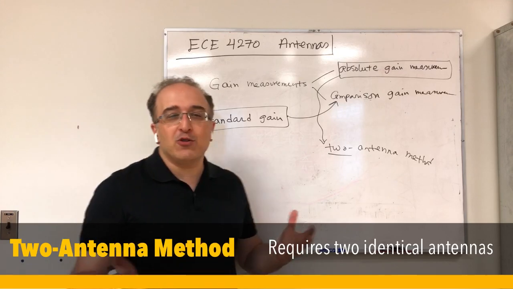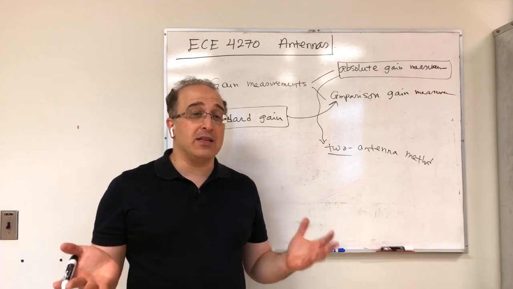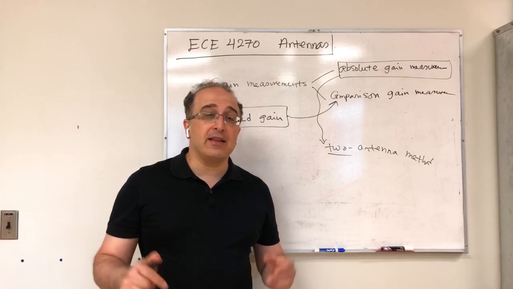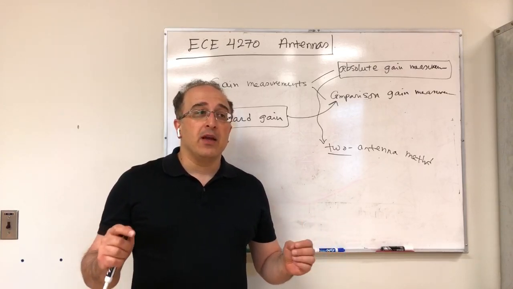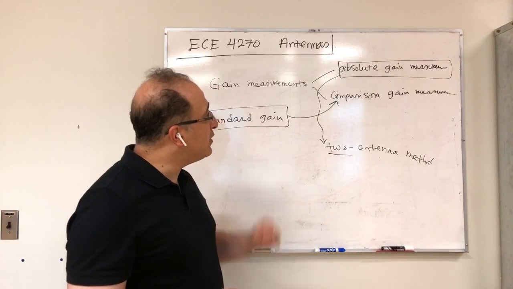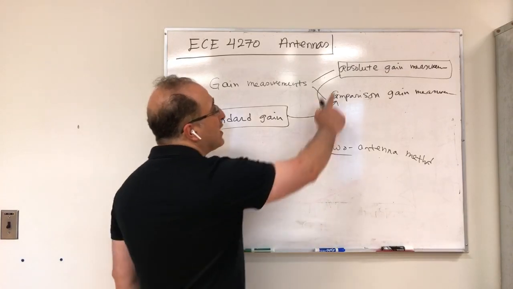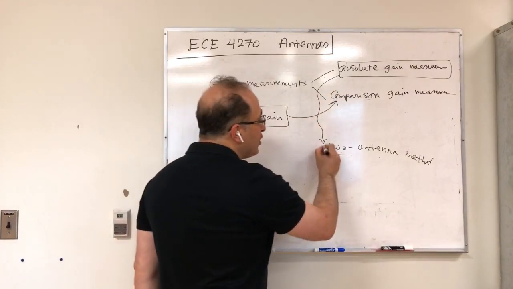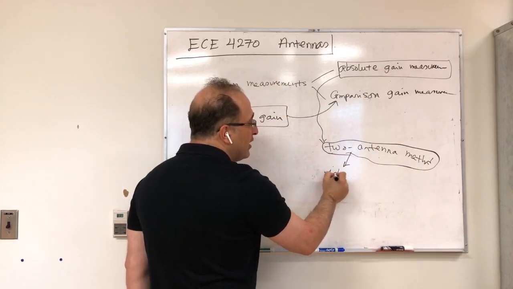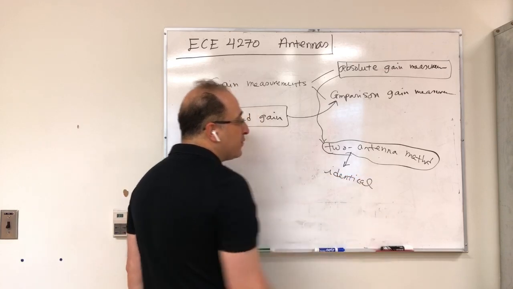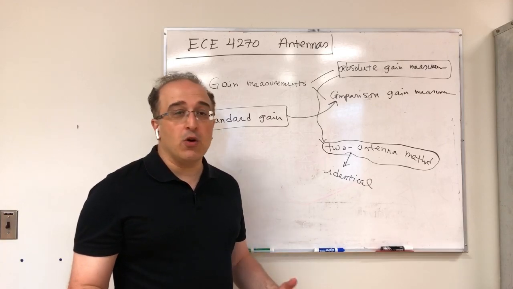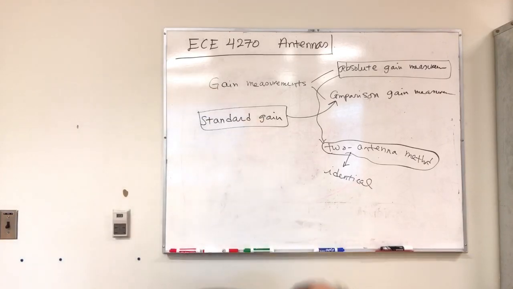As you see, having two identical antennas is sometimes not straightforward. There are other methods, for example the three antenna method, where the antennas do not have to be identical, but that requires more measurements. Right now we're going to focus on the absolute gain measurement technique using the two antenna method. The assumption is that the two antennas are identical, and based on that we can figure out their gain. So let's start with the two antenna method.